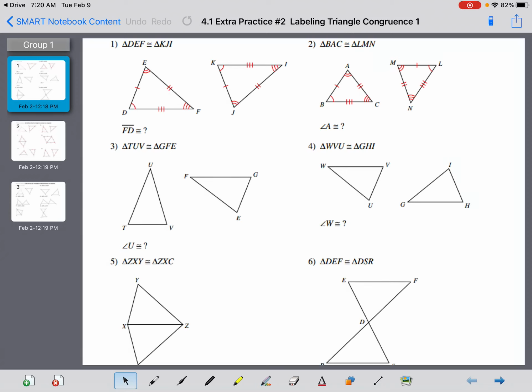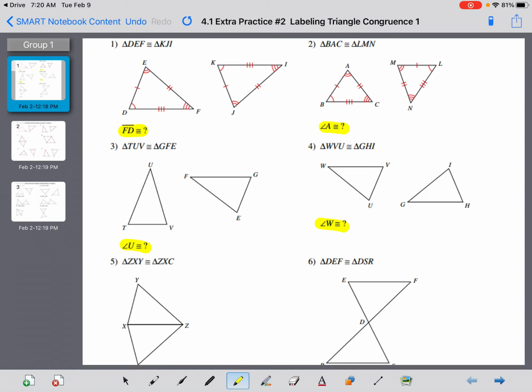Hey everybody, this is 4.1 extra practice number 2. If you take a look in the first section, all they want you to do is answer the following question at the bottom. Tell me which either angle or side is congruent to the given one.